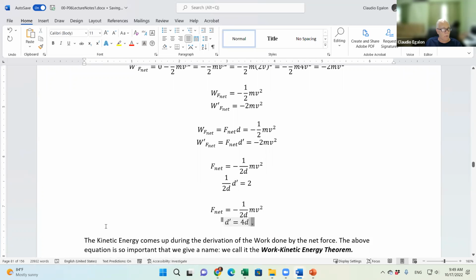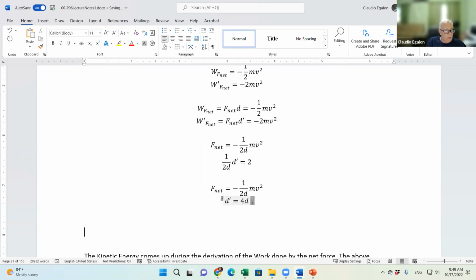Okay. So look at what an interesting result. By doubling the initial velocity, we end up quadrupling the stopping distance.